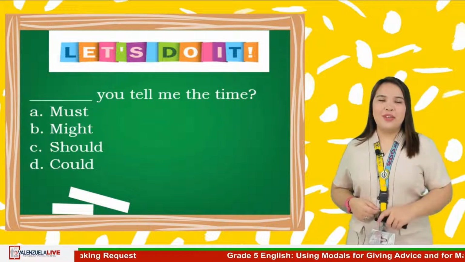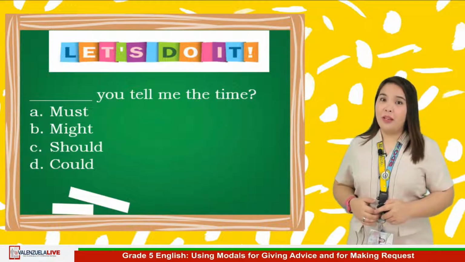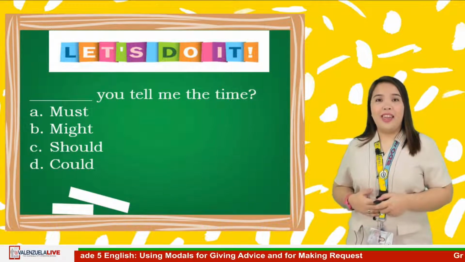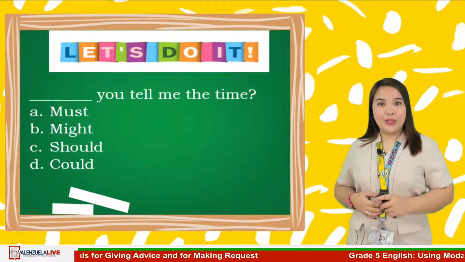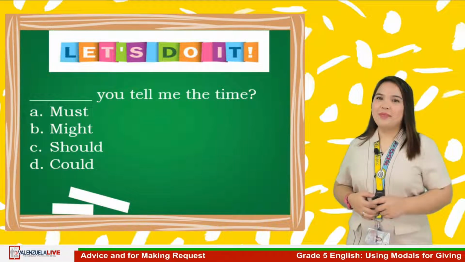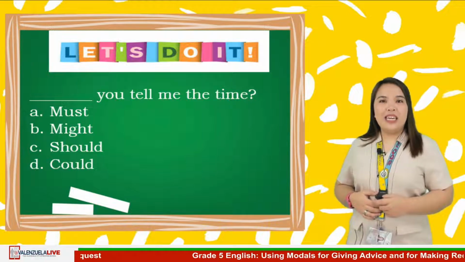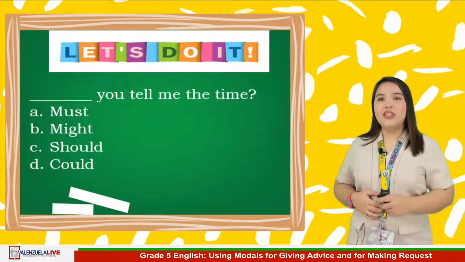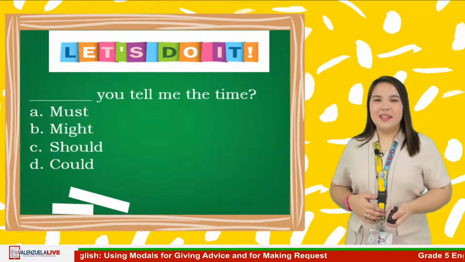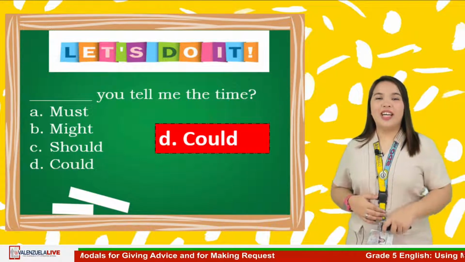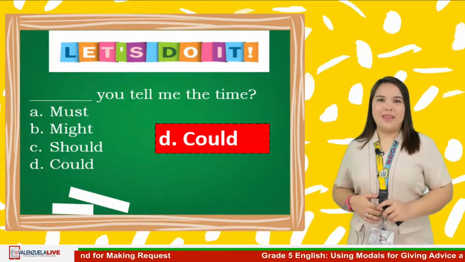We still have the last one. Okay, blank, you tell me the time. Is it A, must, B, might, C, should, or D, could? The correct answer is letter D. Could you tell me the time?